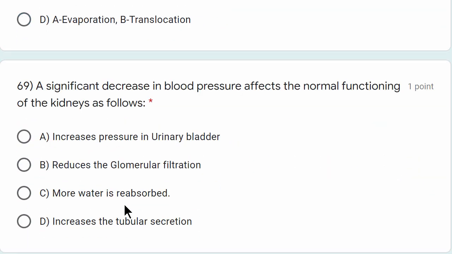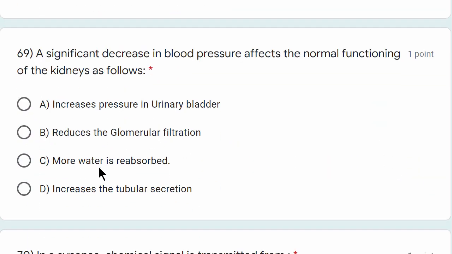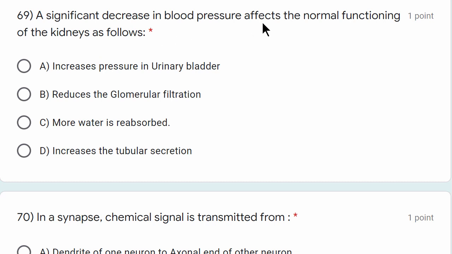Okay. Now, 69th question. A significant decrease in blood pressure affects the normal functioning of the kidney as follows. Now, the thing is, I don't think this is part of your syllabus. This is part of the PUC syllabus, but quote bidiyare.